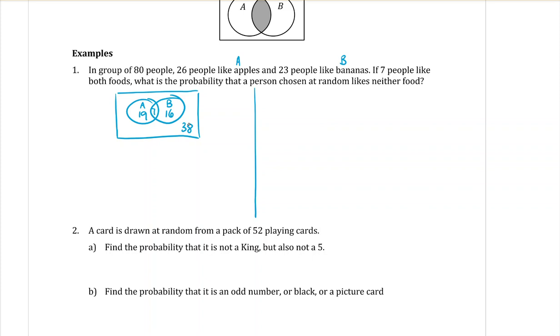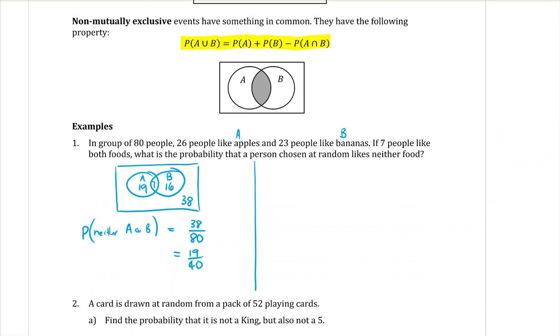Once you have the correct diagram, the probability that they like neither A nor B means not A, not B, which is the region outside of those two circles, the 38 out of the 80, which simplifies to 19 out of 40. That is how I would do it. I think that's easier, but because we are talking about non-mutually exclusive events, let me also do that question again using the formula that has been provided.